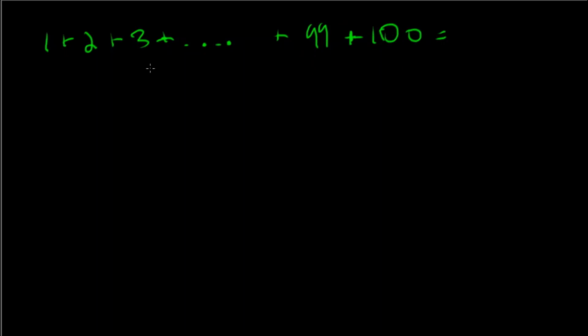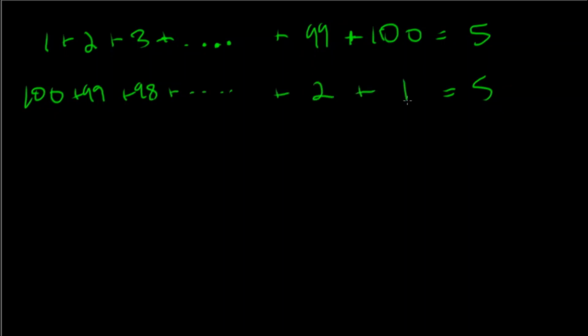Think about it for a second. Try to think of a methodical way to solve this. But what he did was he looked at this sum. So he's summing these things up. He looked at a new way to write this sum. Another way to write this sum would be to write 100 plus 99 plus 98 plus, what would that be? 2 plus 1.